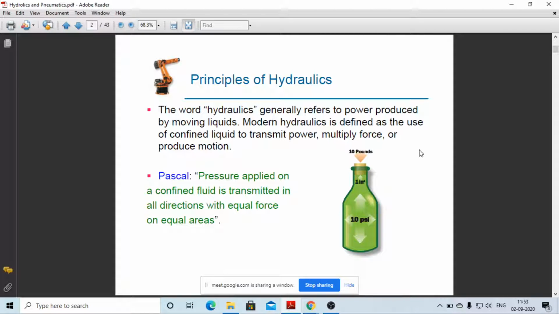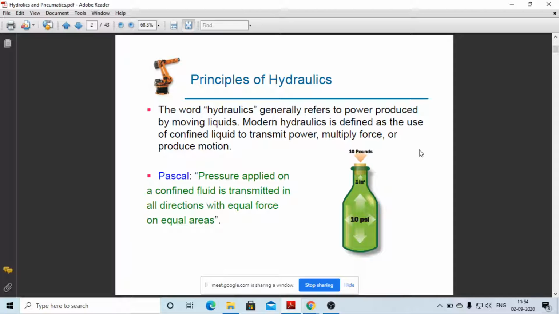Now see the principles of hydraulics. As I told earlier, the word hydraulics generally refers to power produced by moving liquids, and it can transmit the power and multiply the forces. Multiplying forces means you can convert one Pascal of pressure or one Newton of force into up to 100 times that, depending on the cross-sectional area of the inlet and outlet devices.